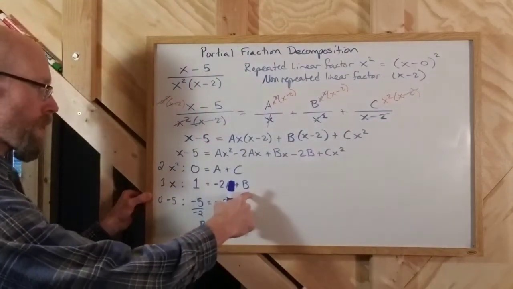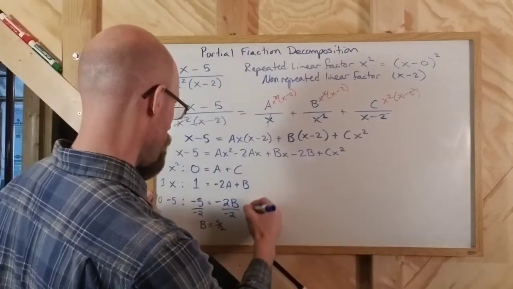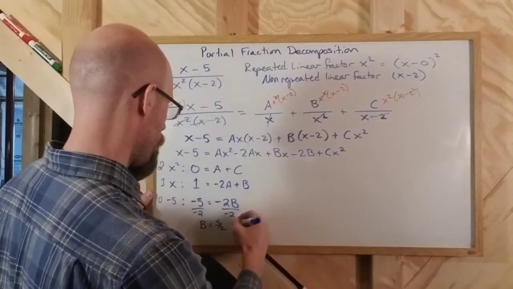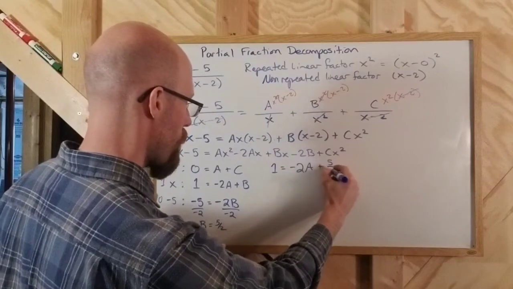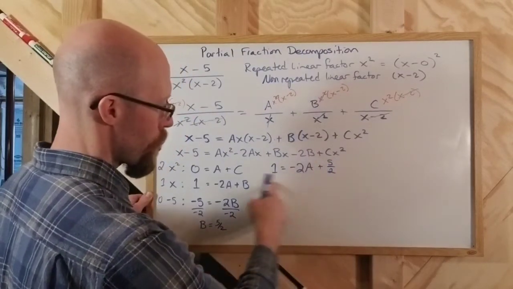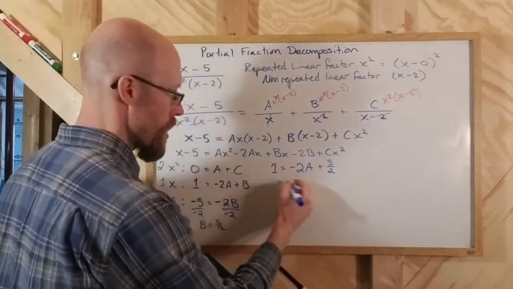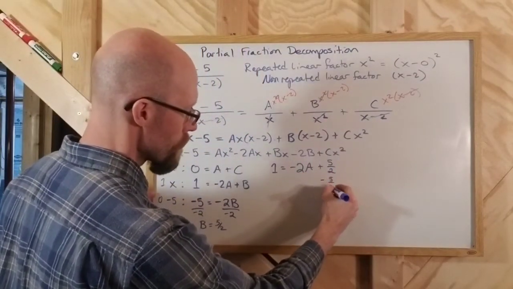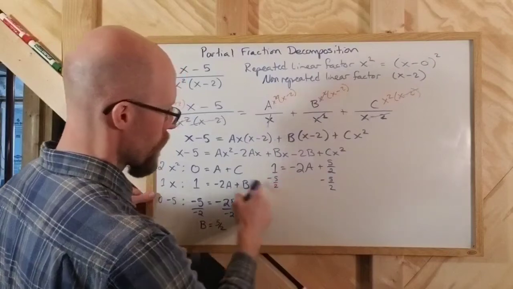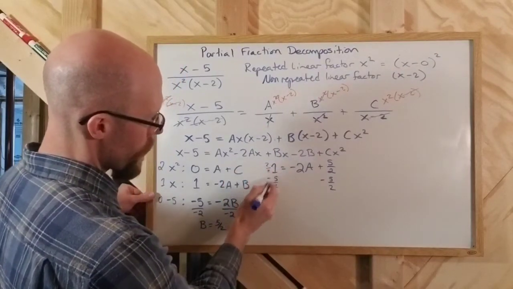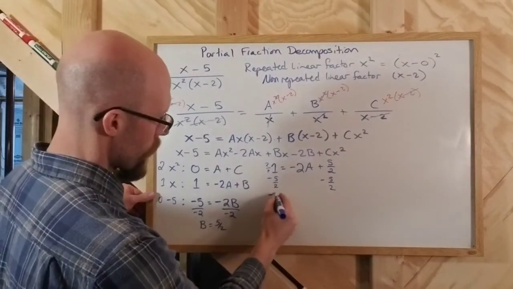I could put that b value back in, and I can kind of work this backwards. So I know that 1 is equal to negative 2a plus 5/2. If I subtract 5/2, or if you like 2.5, from both sides, I'm going to keep it in fraction form. 1 is really 2/2, right? 2/2 minus 5/2 is negative 3/2.